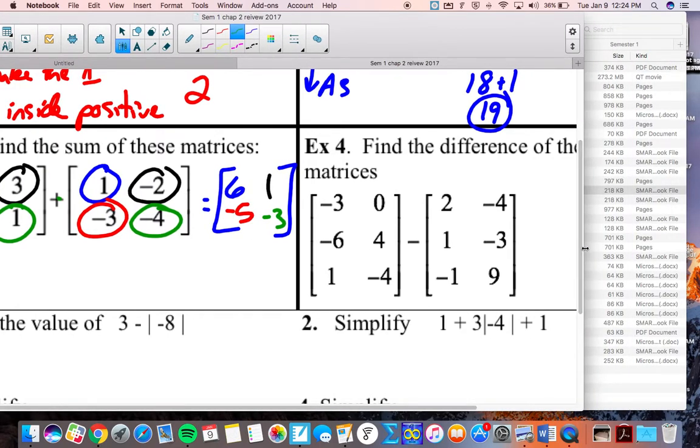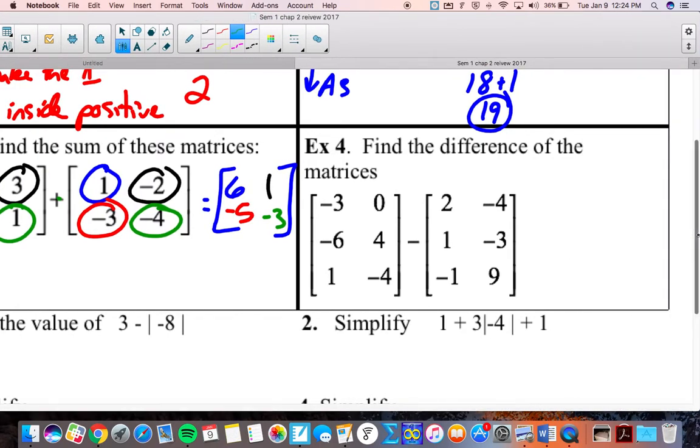Awesome. Now, to subtract matrices. Personally, I'm not a fan of subtracting. I like to add the opposite. So I'm going to change the subtraction sign to adding, but then I'm going to do the opposite of every single entry in the second matrix.